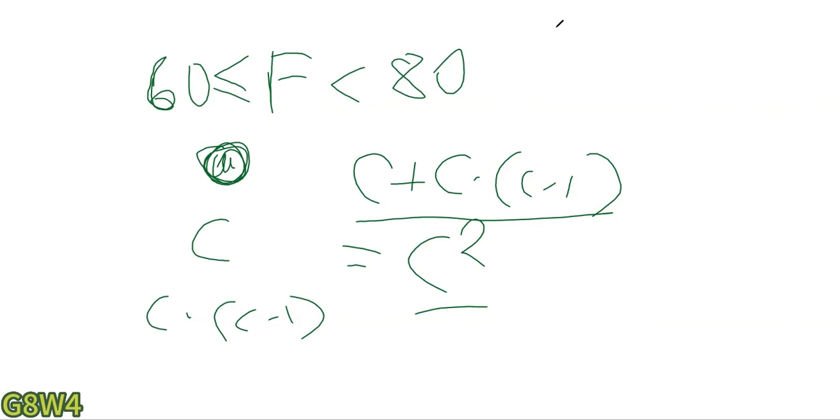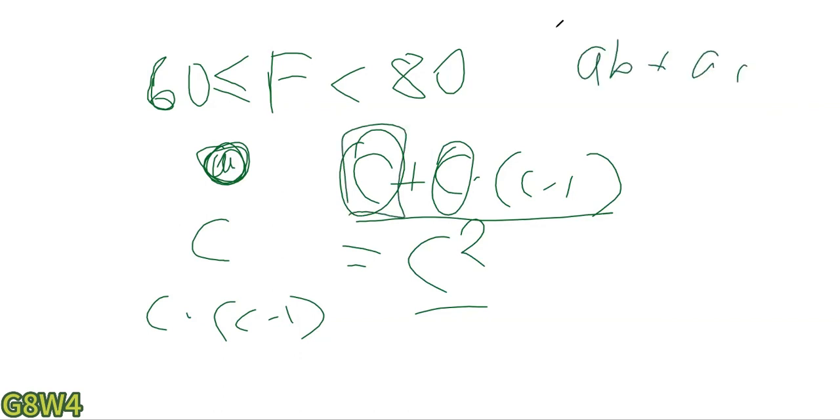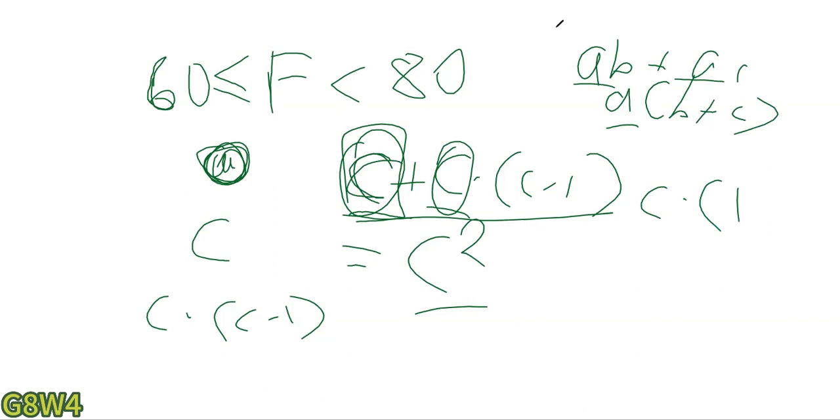Okay, so first off, we see that there is a common, like, for example, if we have AB plus AC, it can be written as A times B plus C. So a common multiplier. So C is a common multiplier here, which means that it's C times, since this is C times 1, so it's 1, and it's C times C minus 1, so plus C minus 1, so this equals C squared.